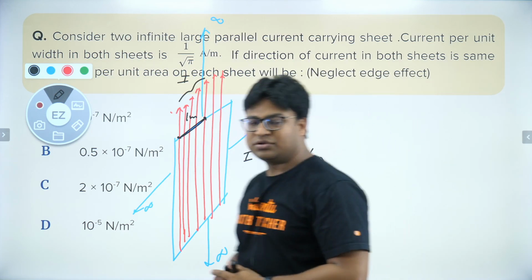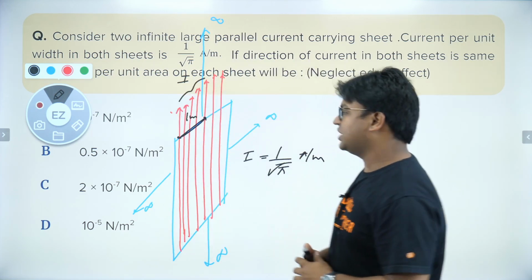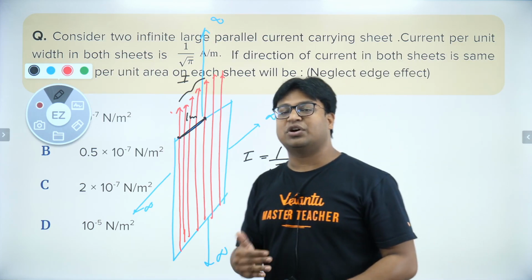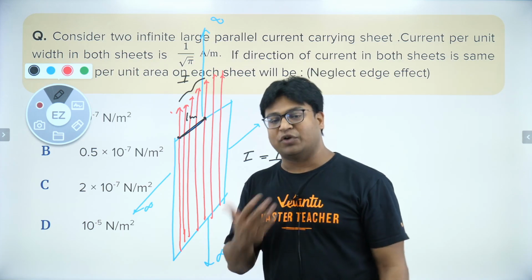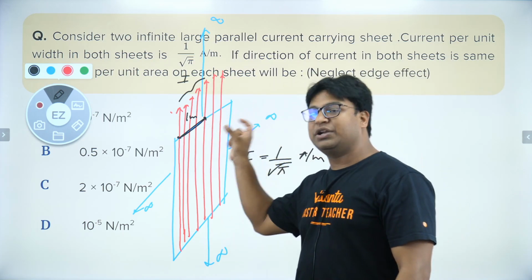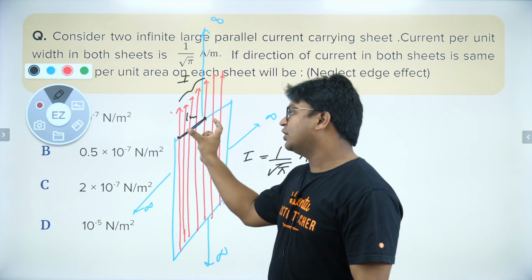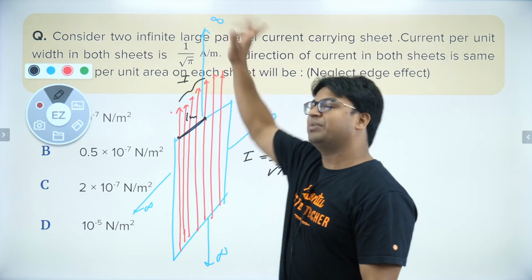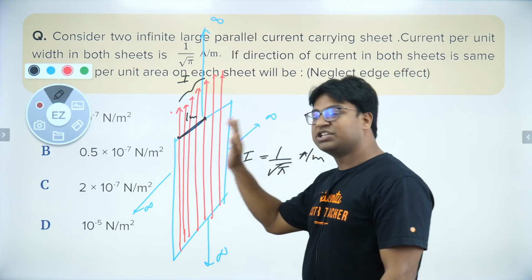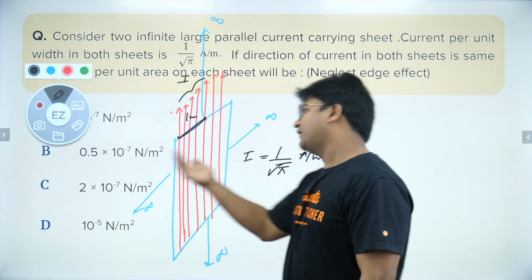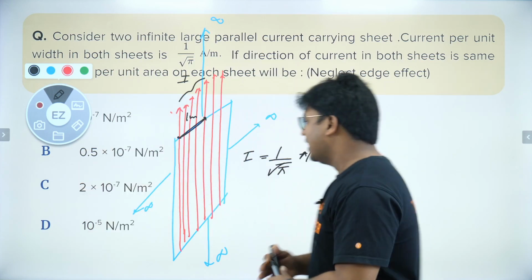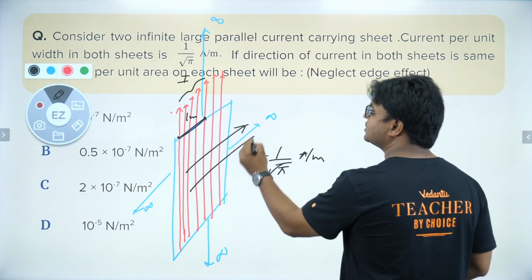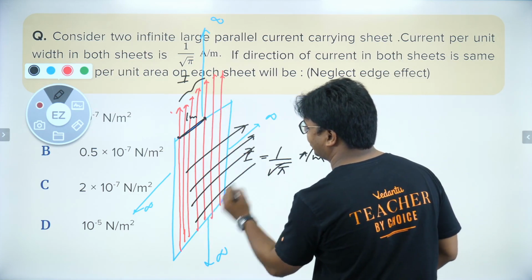So in case of infinite objects, we are generally given the densities or the per unit length values or the per unit area values or the per unit volume values. Right now we are using the per unit length. So in 1 meter of this sheet, this much amount of current is flowing from minus infinity to plus infinity like this. Now such a sheet produces a uniform field in front of it and towards the back of it, and that field will have a direction like this. If the current is in the vertical direction, then magnetic field will be in the horizontal direction.